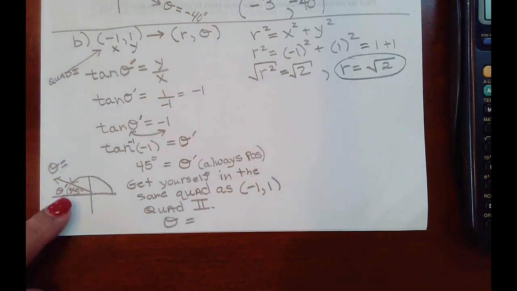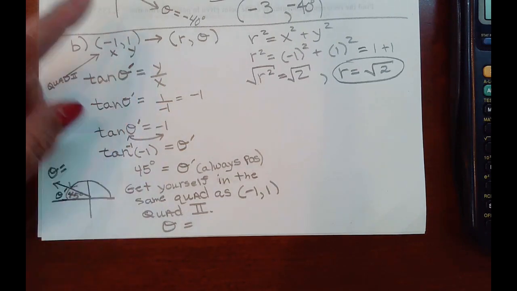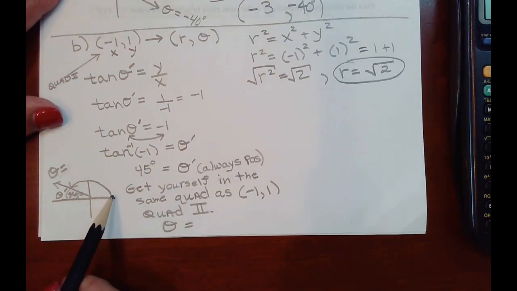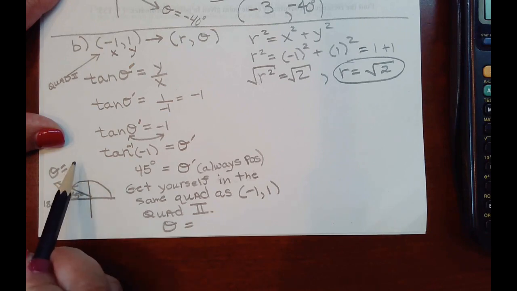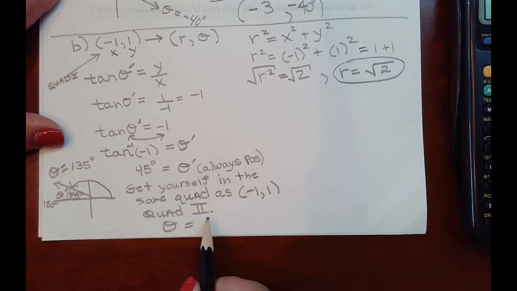Okay, so this is my reference angle. I got myself in the same quad as this -1, 1, and I now want to proclaim what theta is, the actual theta. Well, how many degrees have you rotated if you stopped 45 degrees before you got to the 180 mark? You're at 135 degrees. And that's what the real theta is.